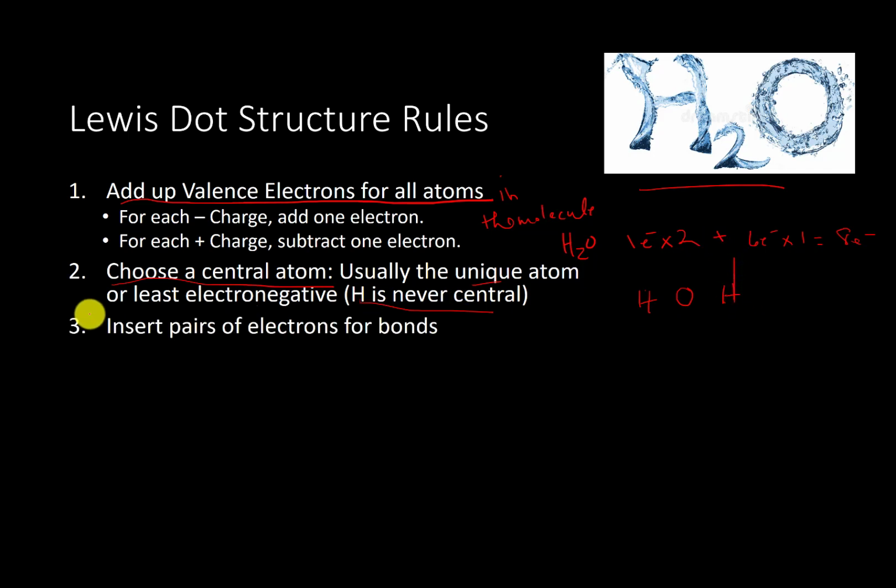Okay, now number 3, insert pairs of electrons for bonds. So we're going to put a pair of electrons here and a pair of electrons here. That's how we show the bonds. Now, you will see some Lewis dot structures that show the bonds as lines. That's completely fine to do it that way. But if you see a line as a bond, you have to remember that that line represents 2 electrons. It represents a shared pair of electrons.